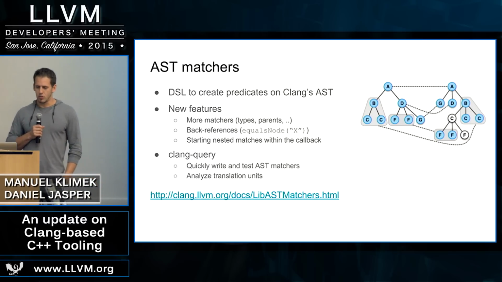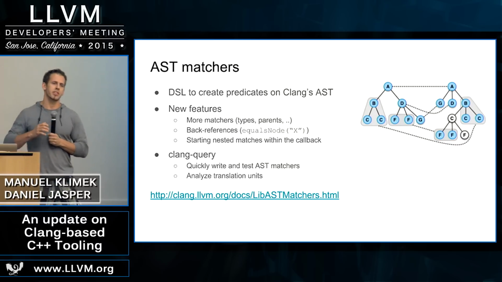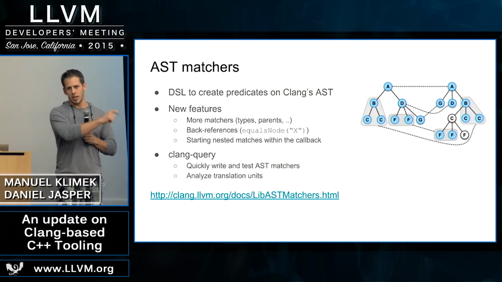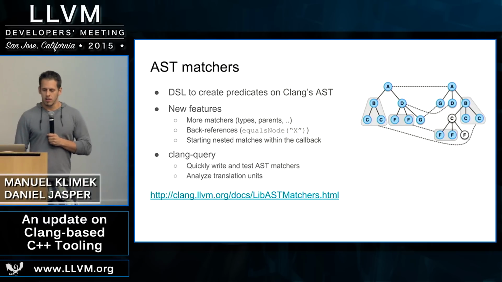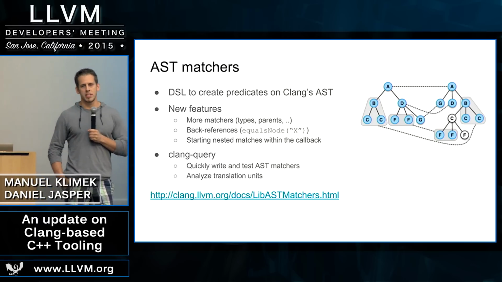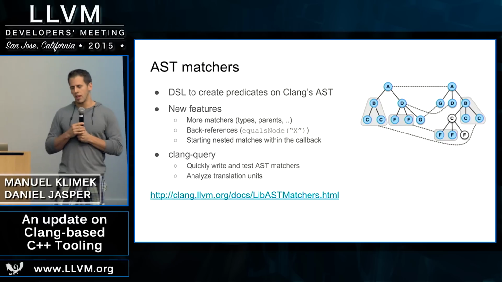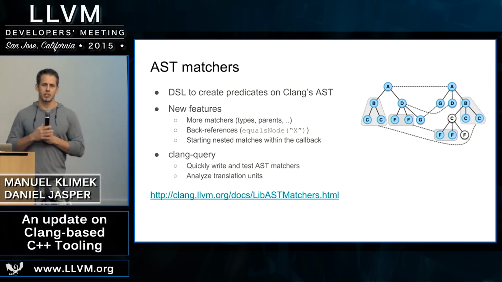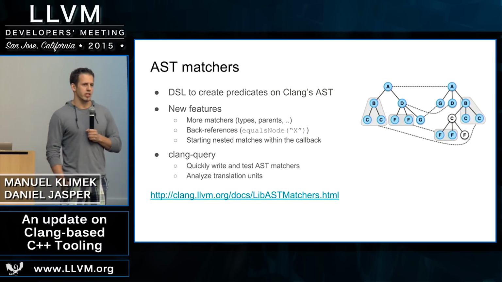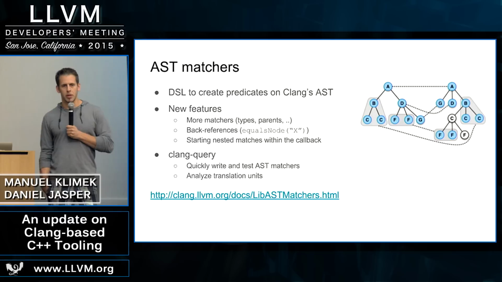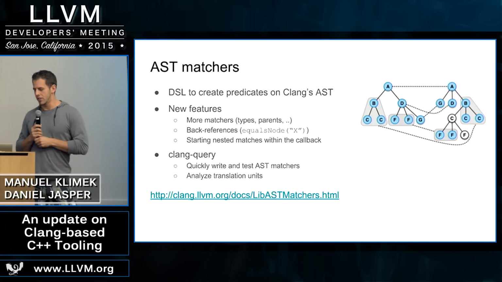Specifically, you can match more types of AST nodes, and you can find back references. So one matcher finds node X, and another matcher finds a node that equals this node. If you know how AST matchers work, you basically write a matcher expression, and then for every AST node a callback gets called, and you can now actually start a subsequent matcher within that callback, which gives you a lot more power. And maybe most importantly, to actually get started with it, we now have a tool called Clang Query, with which you can, on the console, develop your matchers and rerun them on a translation unit very quickly.